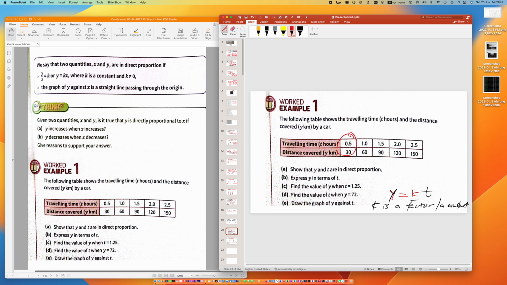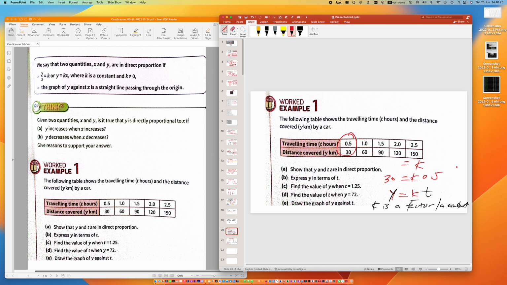Use one pair. What's your y? 30. What's your t? 0.5. Can you find out what k is? Or in a way you can write k here, then equal. No, you just use a calculator. What are you doing? Oh, you want to show me the step, is it? No need. I will write for you for this example.